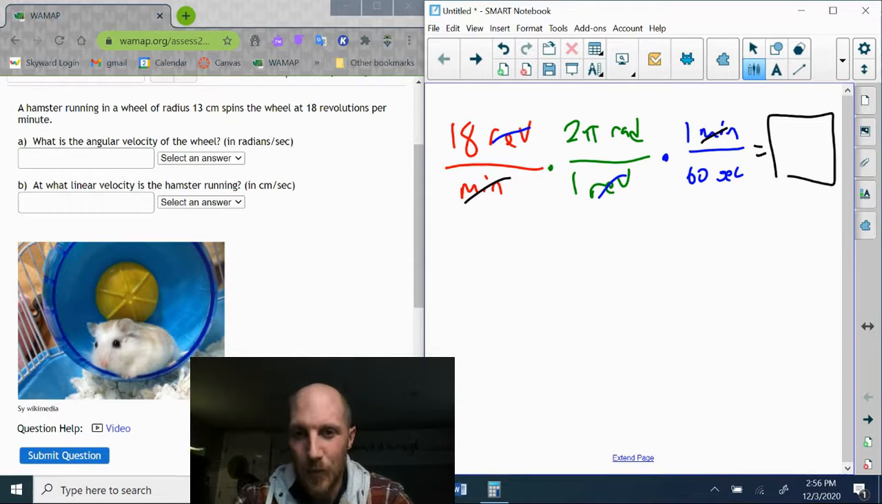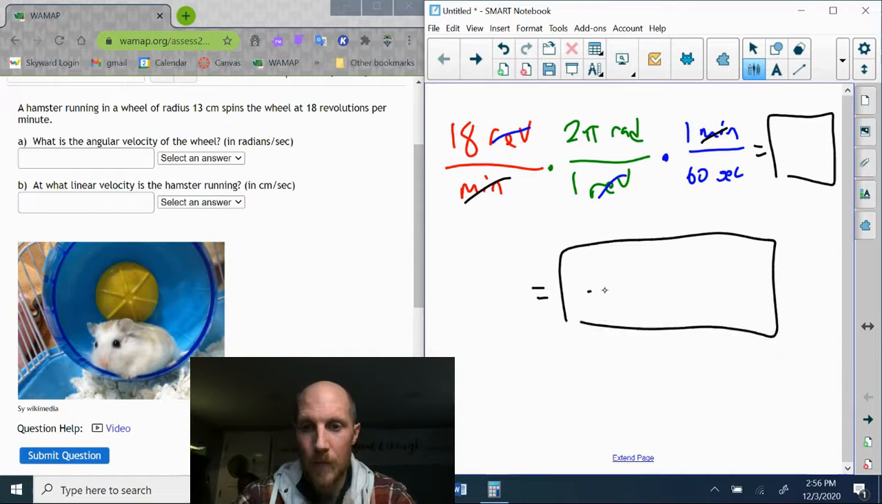Answer probably not going to fit in that box right there. So these problems are set to only allow fractions and pi. So in other words, we need exact form, so no decimals. So I'm going to multiply it straight across. Top 18 times 2 is going to be 36, so it'll be 36 pi. And on the bottom, the only thing I have there is 60. So 36 pi over 60 radians per second.